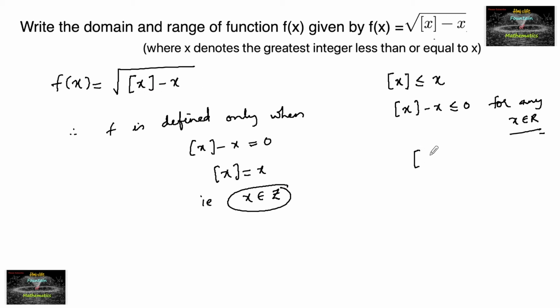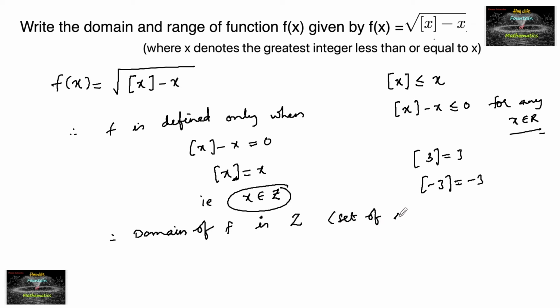For example, [3] is equal to 3, and [-3] is equal to -3. Any integer you take, you will get the same integer. So [x] equals x only when x is an integer. So we can write the domain of the given function f is the set of integers.